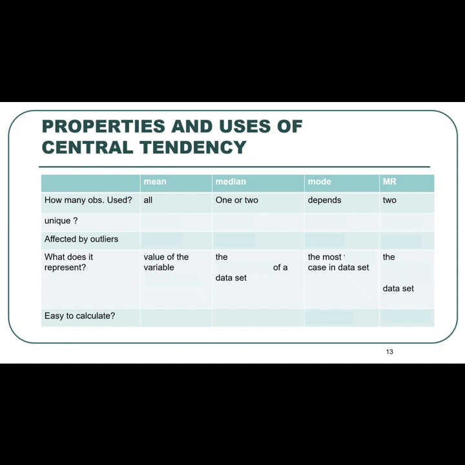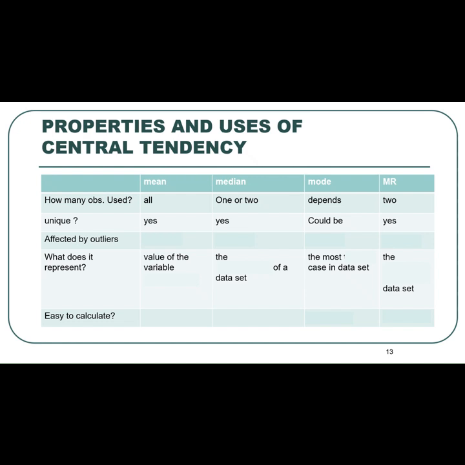The uniqueness: well, the mean is calculated as a unique value. Median is also a unique value, regardless of whether it's just one value or the average of 2 values, but still it's just one unique value for each data set. The mode could be more than one, could be unique, it depends. Mid-range, a unique value.